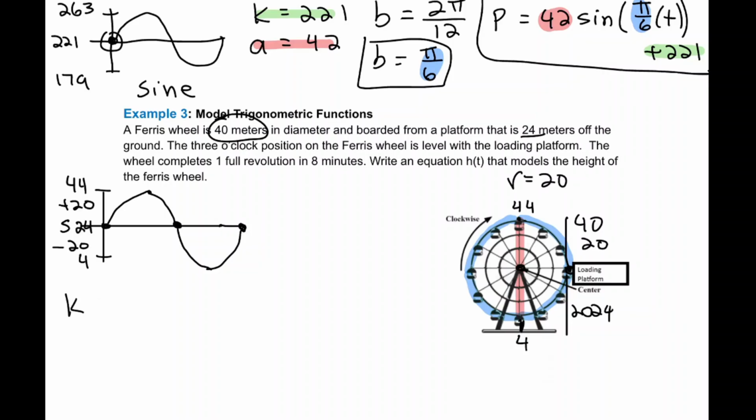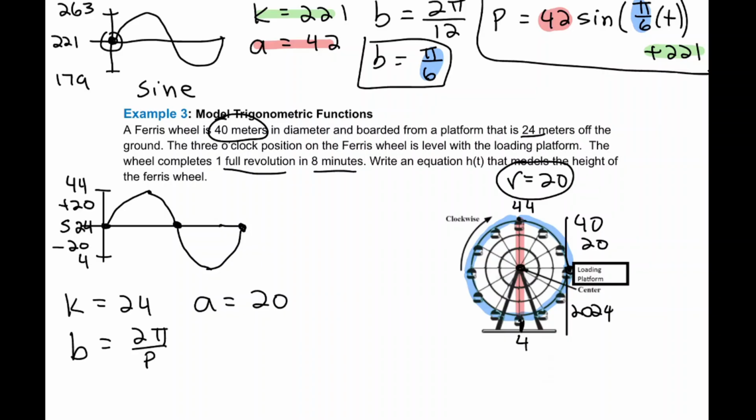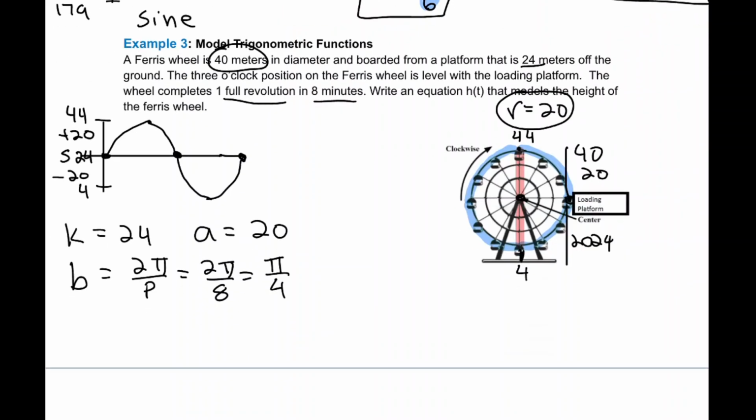So again, my middle is 24. The amplitude, how much it goes up and down by, is 20. The radius, you have to be careful because they gave us the diameter for this one. And again, for B, I have to do 2 pi divided by P. Now, my period is how long it takes to do one full revolution. So my P would be 8 in this case. So B would become pi over 4. I'm starting in the middle, so this is a sine graph.